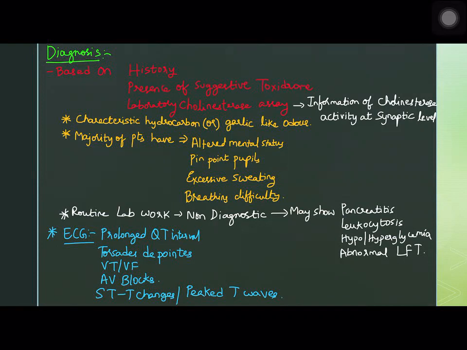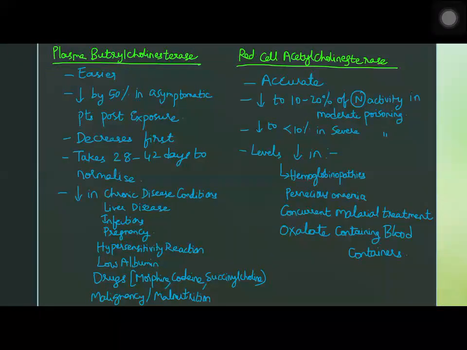Even in ECG, we find some features like prolonged QT interval, torsades de pointes, VT or VF, AV blocks, ST-T changes, and peaked T waves. And as we have discussed earlier, there are plasma butyrylcholinesterase and red cell acetylcholinesterase. The plasma butyrylcholinesterase is easier to detect, whereas the red cell acetylcholinesterase is the most accurate. It is decreased by 50% in asymptomatic patients post-exposure, decreased to 10 to 20% of normal activity in moderate poisoning, and to less than 10% in severe poisoning. But in both of them, the plasma butyrylcholinesterase will decrease first.